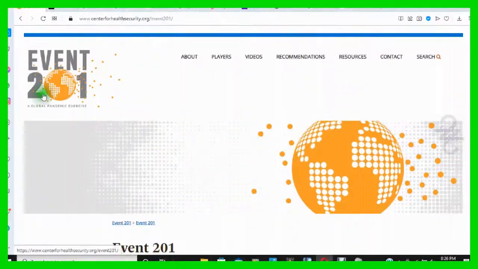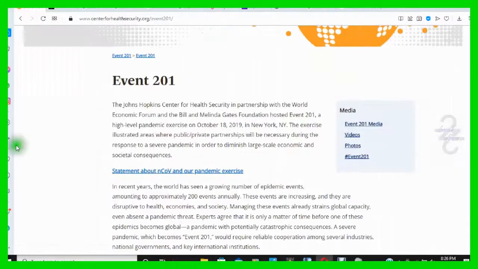Event 201. Event 201 was a pandemic exercise held on October 18, 2019, just months before the coronavirus outbreak. It was held in New York, New York at the World Economic Forum, hosted by the Bill and Melinda Gates Foundation and the Johns Hopkins Center.